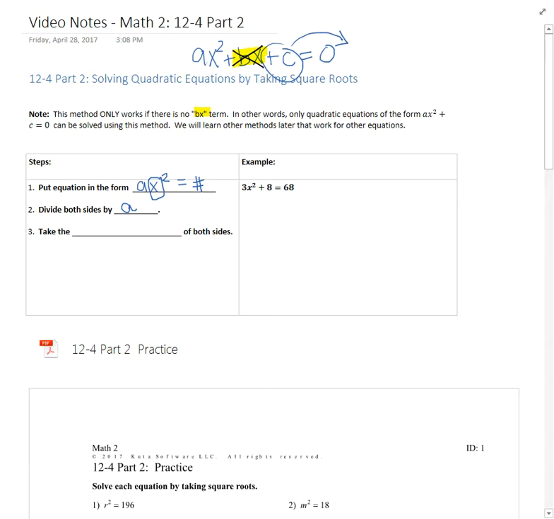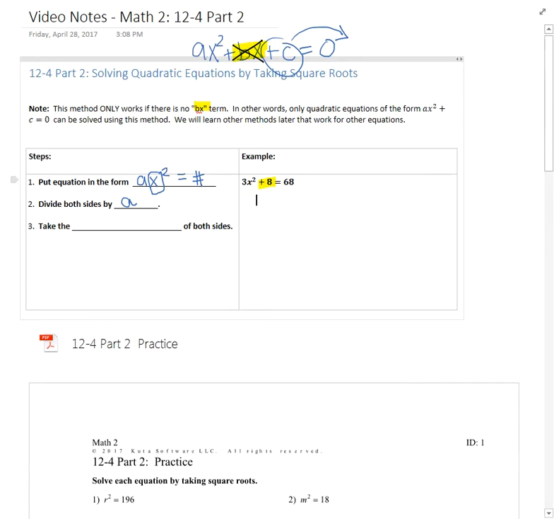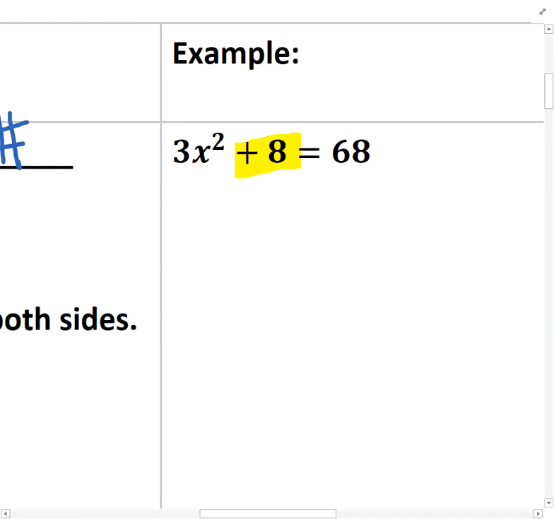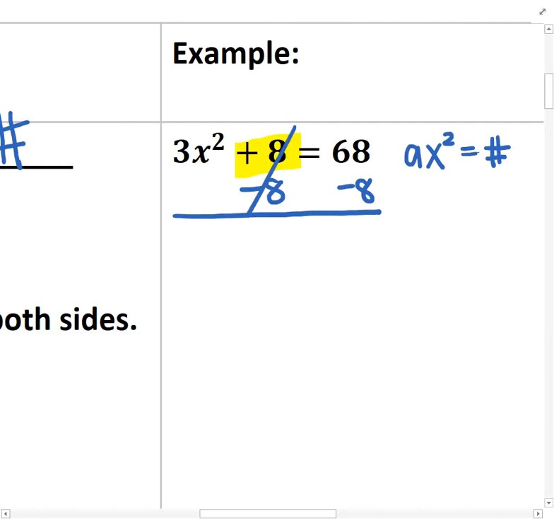Okay, so this is not in the correct form, and the thing that makes it not in the correct form is this 8. Let me actually zoom in so that we can look at this problem a little bit closer. Okay, so we need to get rid of the 8 to get it into the form ax squared equals a number. That was the first step. So I'm going to subtract it from both sides. Now this is gone. We're left with 3x squared is equal to 60. Okay, so now this is the form that I have.